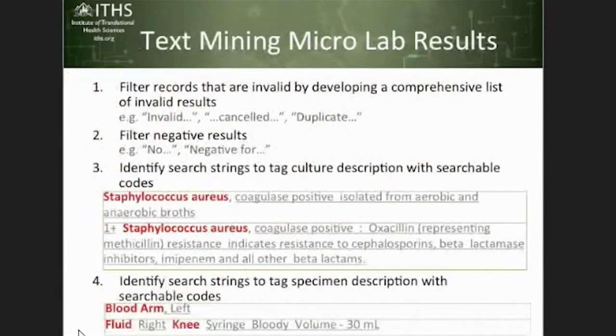Some of the problems: we're doing text searches on these strings. We have results that are negative, not present, all kinds of ways you can indicate that's not a valid result. For example, there are duplicates, reorders, wrong tests, and sometimes they put multiple organisms in one test result. So how do we get around that? This part is a little bit informatics-y and maybe not as exciting for some of you.